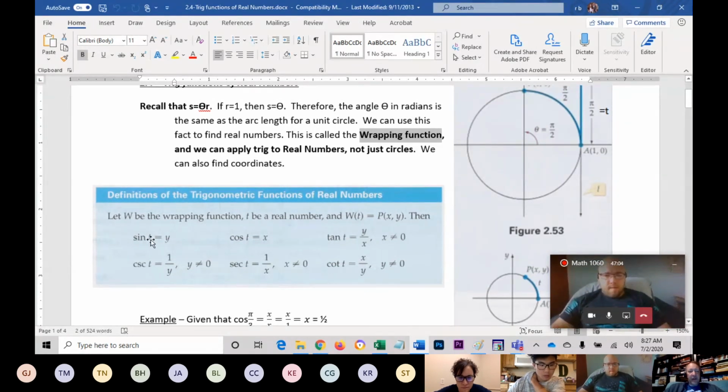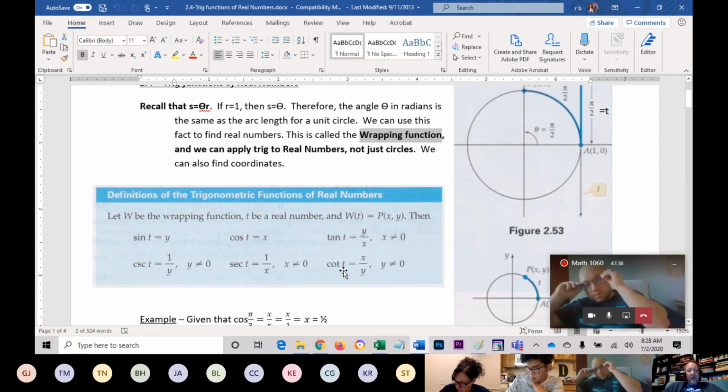So normally we would say the sine of t is going to be y over r, but since r is 1, then the sine of t simply equals the y coordinate, okay? The cosine of t is going to equal the x coordinate, and your tangent of t is going to be y over x. Obviously, x cannot be 0 or it's undefined. Same thing with your reciprocal functions. Cosecant of t is 1 over y. Secant of t is 1 over x. Obviously, we have a problem if either of those are 0. And your cotangent of t is x over y. Obviously, y cannot be 0 or it's undefined. Okay?